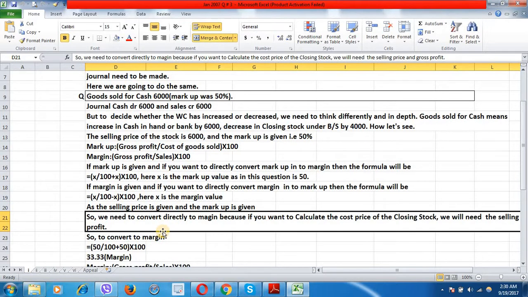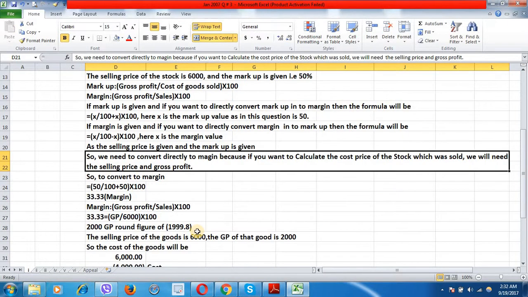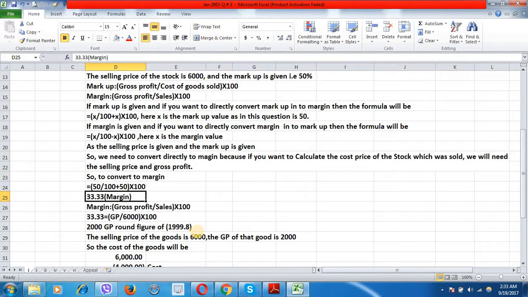Okay, as the selling price is given and the markup is given, we need to convert directly to margin, because if you want to calculate the cost price of the stock which was sold, we need the selling price and gross profit. So to convert to margin, we will be using the formula 50 divided by 100 plus 50 into 100. 50 is the markup percentage. We share this formula here, x divided by 100 plus x into 100. X is the markup percentage. By using this formula, we will be converting the markup percentage directly to margin percentage. So the margin percentage is 33.33.